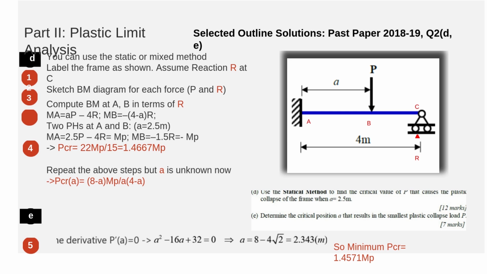Now, let's repeat the steps with a being unknown. We express Pcr(a) as 8a Mp over a squared plus 4a. By taking the derivative with respect to a and setting it to 0, we solve for a and find that a squared minus 16a plus 32 equals 0. This gives us a equals 8 minus 4√2, which equals 2.343 m. Hence, the minimum Pcr equals 1.4571 Mp.